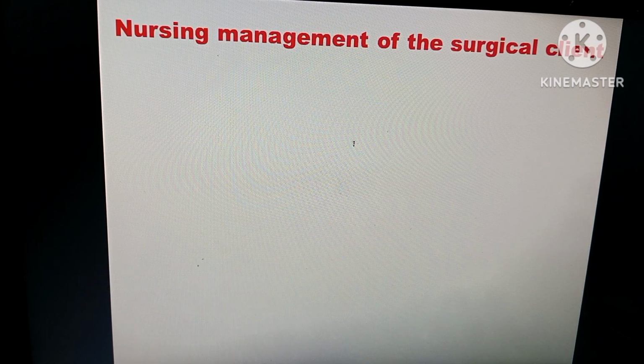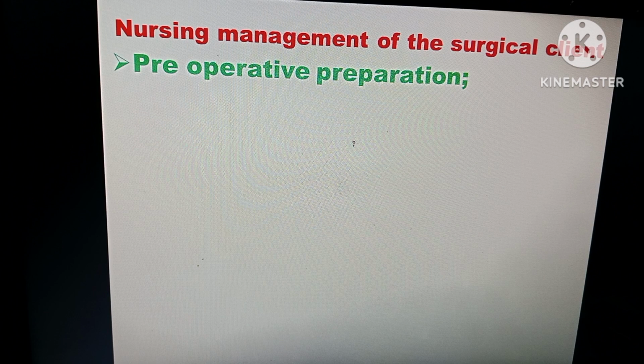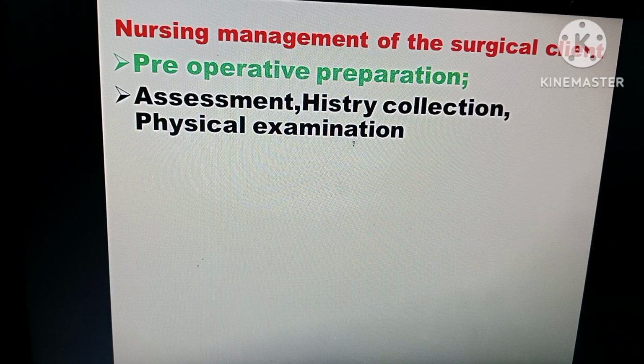Okay, now the surgical patient, nursing management of the surgical client. This is the main role of the nurses when the client is undergoing surgery, preparing the client for the surgery. So pre-operative as well as post-operative preparation will be there. Now before the surgery, pre-operative assessment. Assessment includes history collection as well as physical examination.